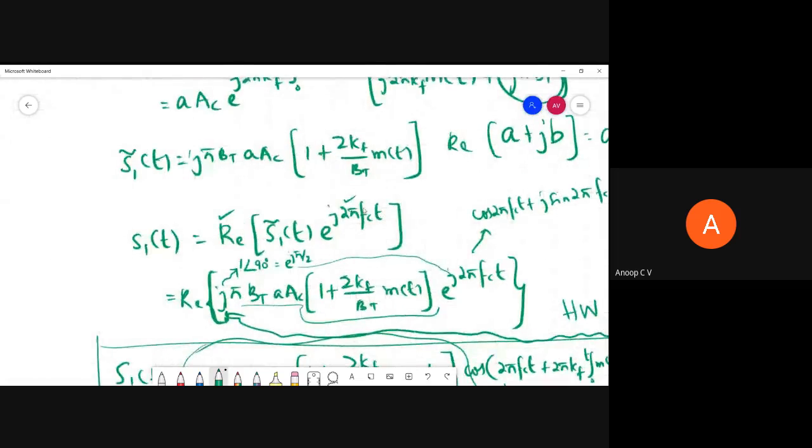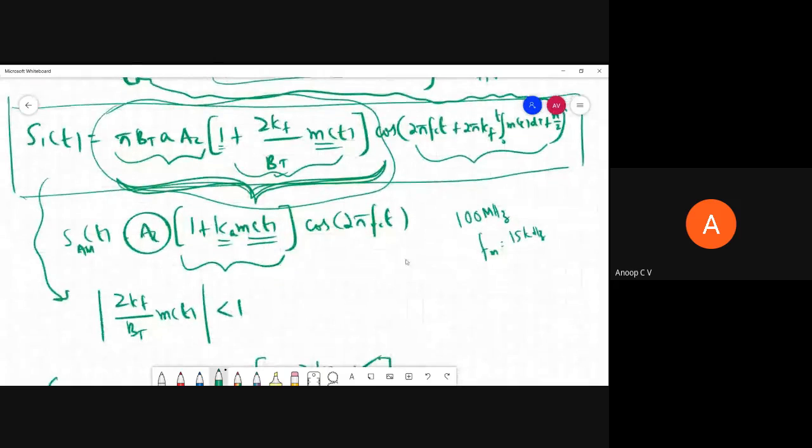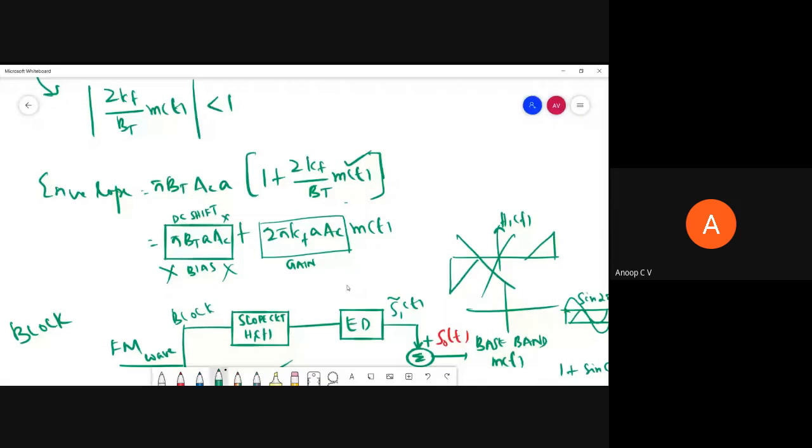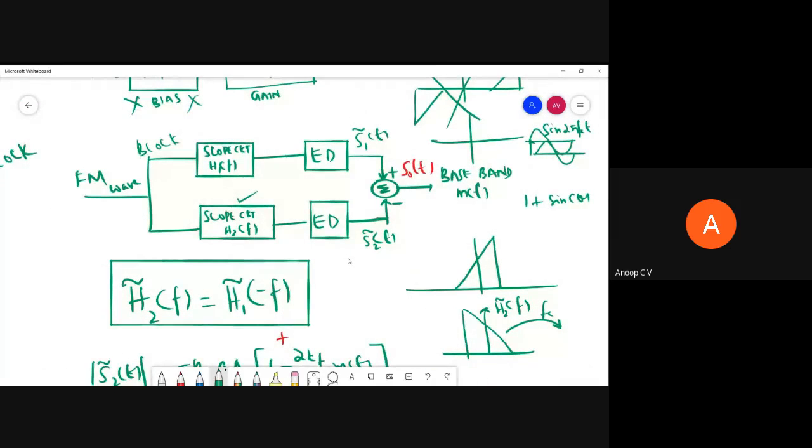So then we identified the envelope. It has a DC bias term. If you have to eliminate that, we should have a balanced frequency discriminator. For that, we added a slope circuit in parallel. That slope circuit, which is intended to eliminate the bias term, should have a frequency response given by H2 tilde of f equal to minus H1 of minus f. That is a mirror image of the low pass equivalent.